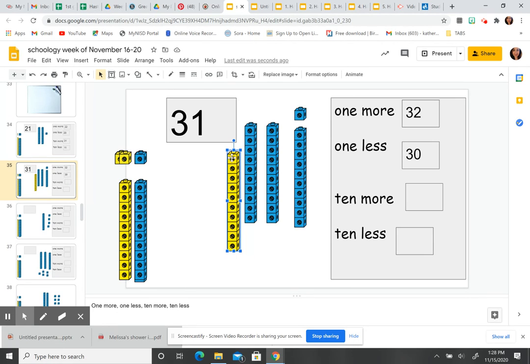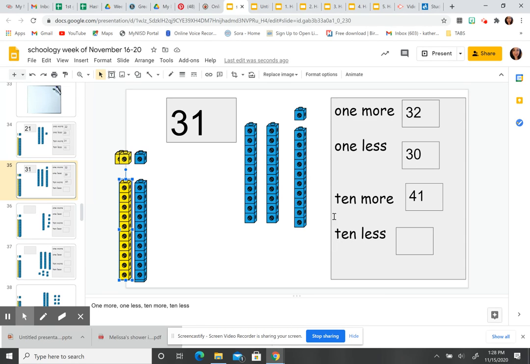You should have counted 10, 20, 30, 40, stop, 41. So 10 more than 31 would be 41. Okay, I've got to set it back to 31 before I do anything else. So I'm back to my original number.